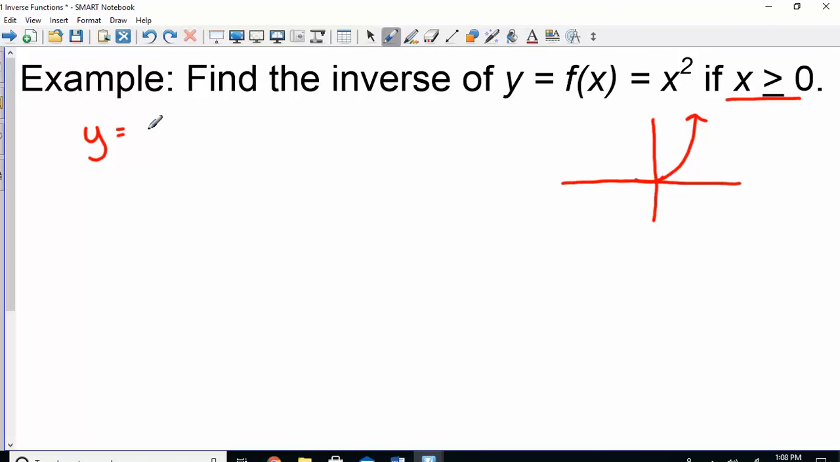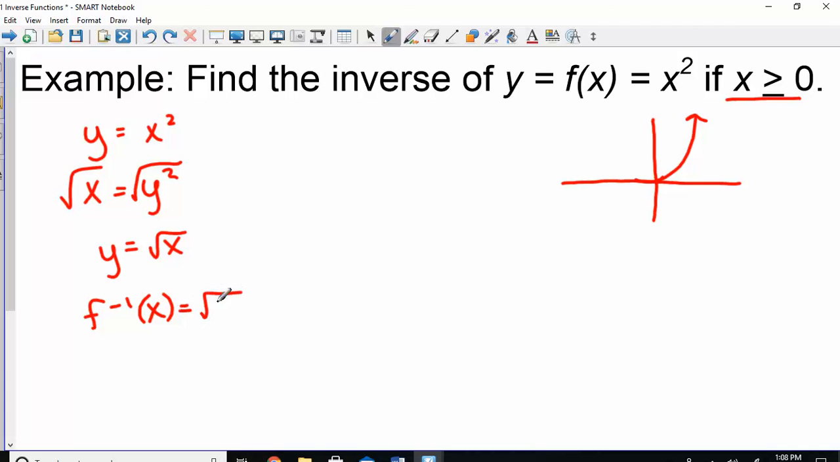So we change our f of x to a y, switch x and y. If I want to solve for y, normally when you do that, you would add a square root and a plus or minus. If I already know I'm only looking at this positive side, do I have to worry about the negatives? No. So it's just the positive square root. So our inverse is the square root of x. Any questions on that one?